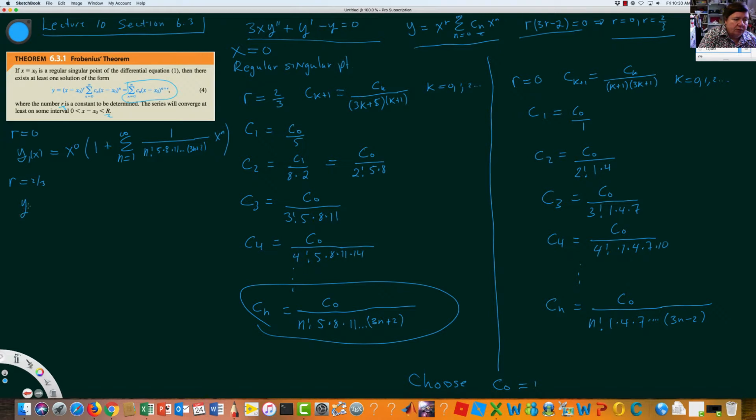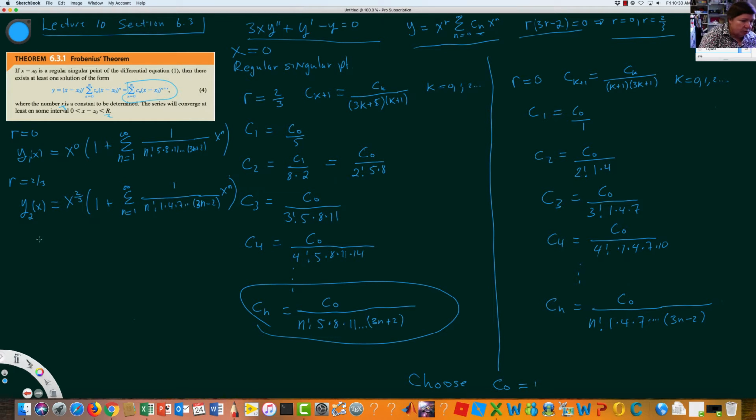And for r equal 2/3, we have the second solution, y2, and that's x to the 2/3, because it's x to the r, x to the 2/3, and then of course C0 x to the 0, so that's just 1, plus our series, sum n equal 1 to infinity, and then we have 1 over n factorial times 1 times 4 times 7 dot dot dot, and the highest level term in that multiplication is 3n minus 2, and then of course we have our x to the n, and that's our second solution.